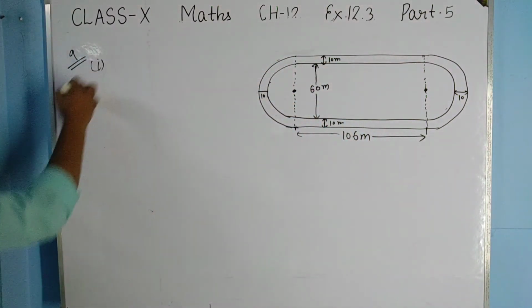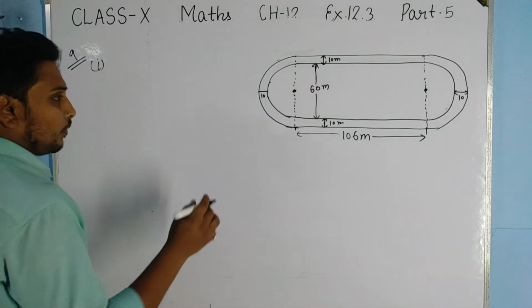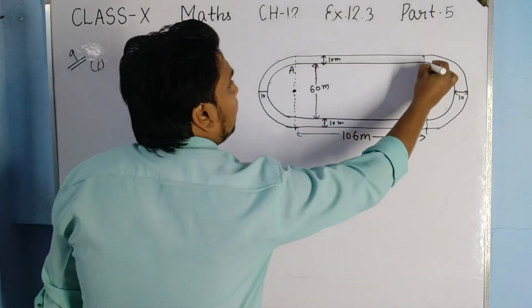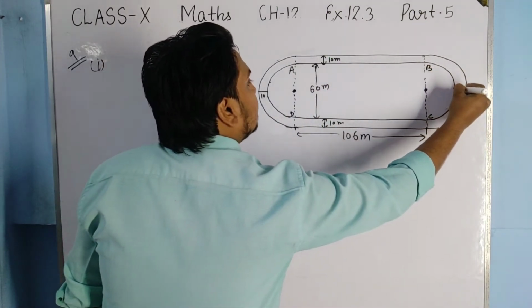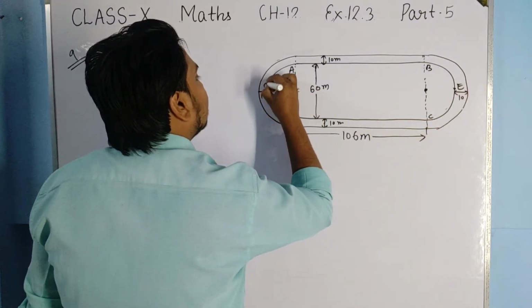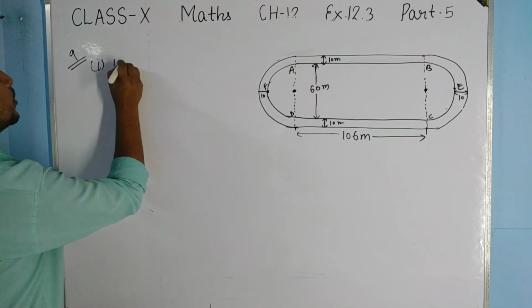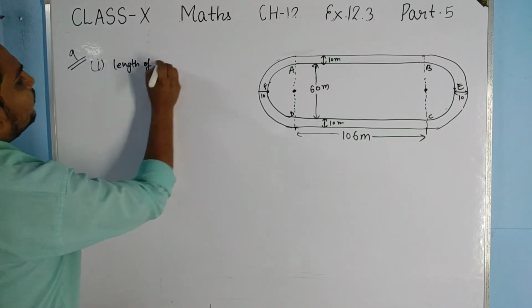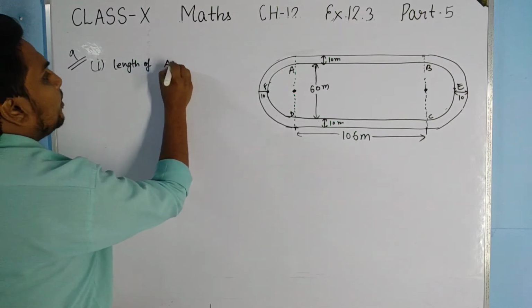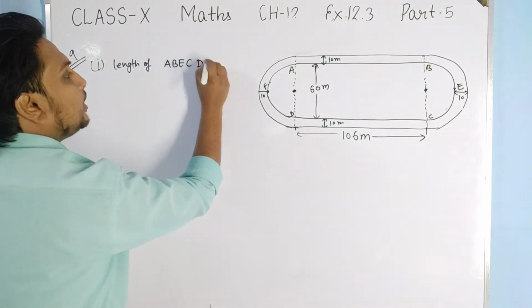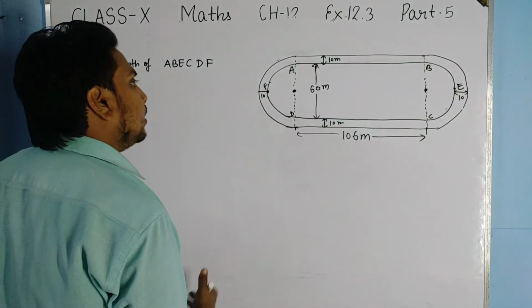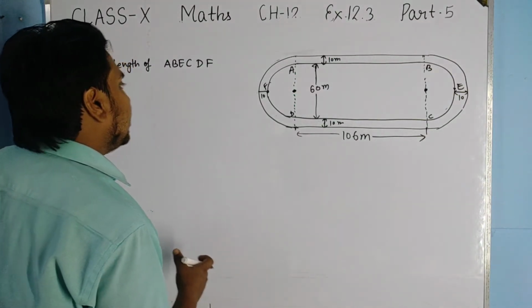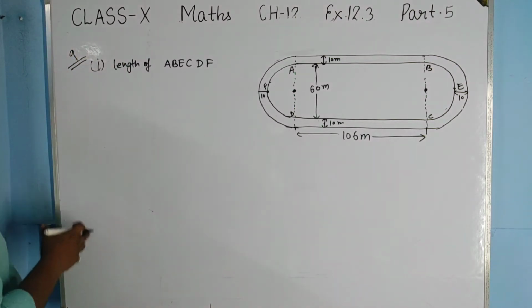For the very first part, students, see, if we name it like this, A, B, C, D, and suppose here it is E and here it is F. So you have to find the length of A, B, E, C, D, F, the length of this whole curve.